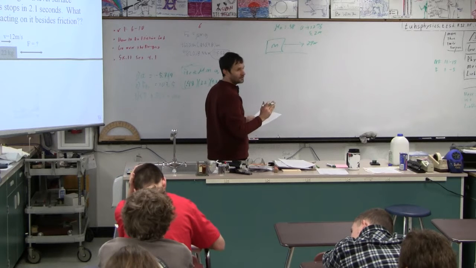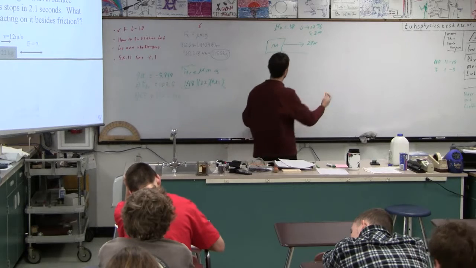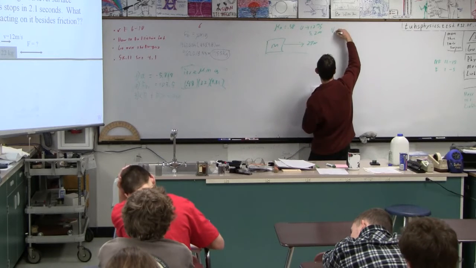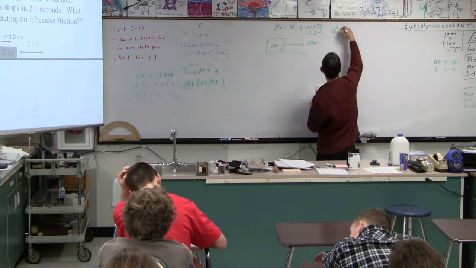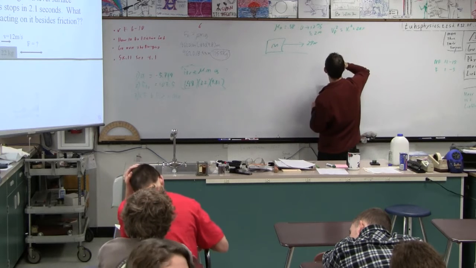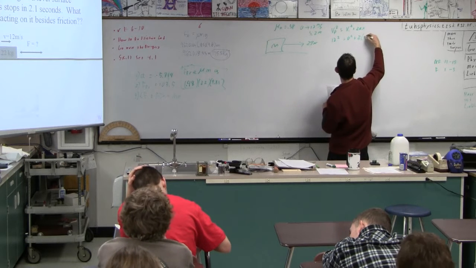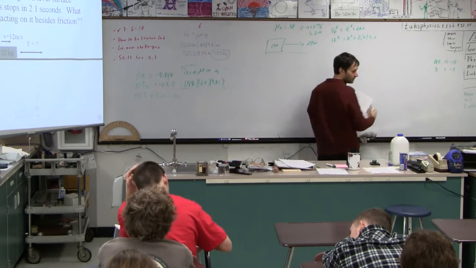The first thing I would do, well, what's the first thing you would do? Yeah, find the acceleration, because you've got to find the acceleration. I'm going to choose this guy, Vf squared equals Vi squared plus 2aΔx, right? And I'm just going to plug that in. Final is 12 squared equals 0 squared plus 2 times a times 5.2.